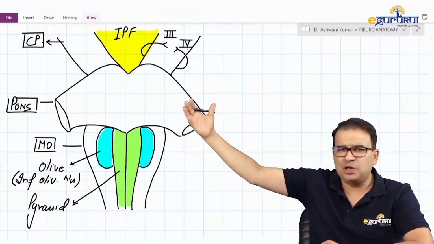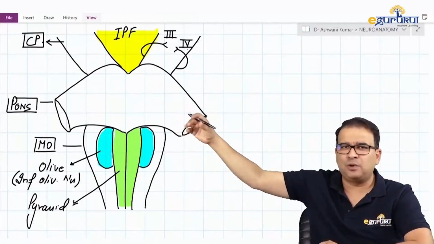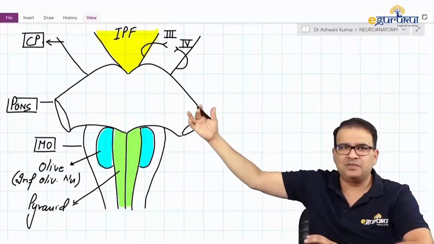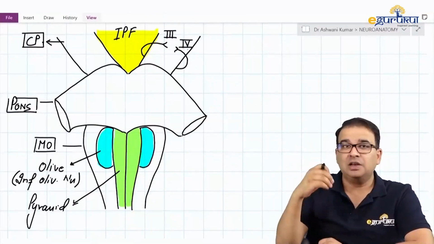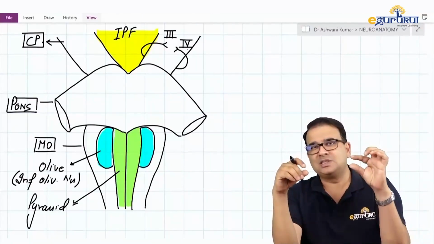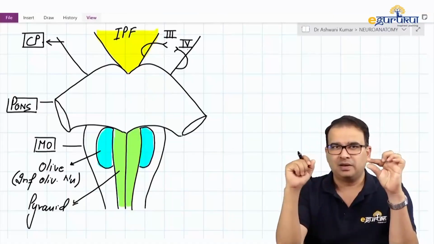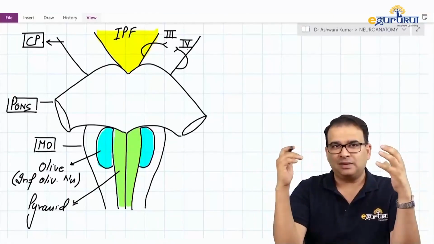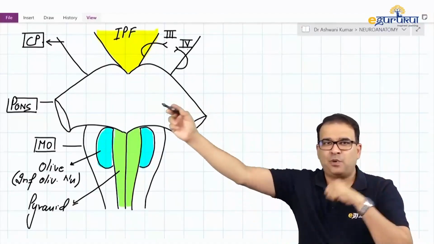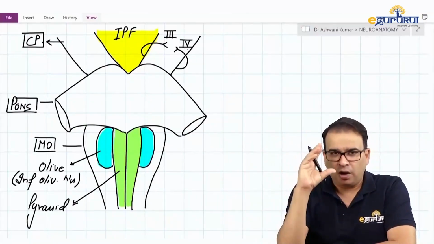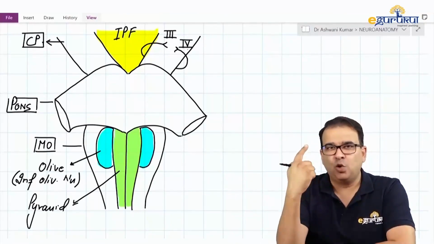Yes, pons is having many nuclei inside. There are so many nuclei we have inside the pons: facial nucleus and motor trigeminal nucleus and salivatory, inferior salivatory. But when you look at the nerve coming out, it's not necessary that exactly where the nucleus is present, the nerve also needs to come out from there, because one nerve can have multiple nuclei. That's why don't think that facial motor nucleus is in pons, so the facial nerve should come out from here only. No, not necessary.